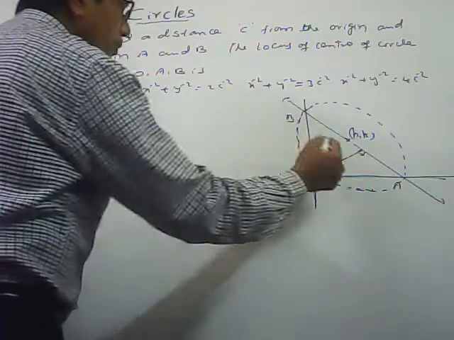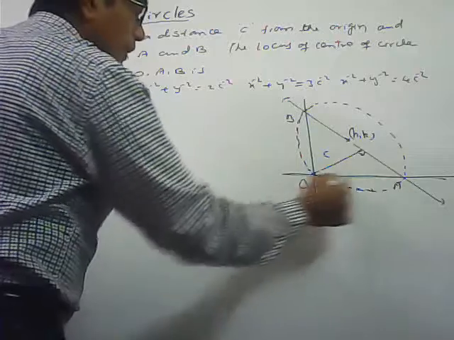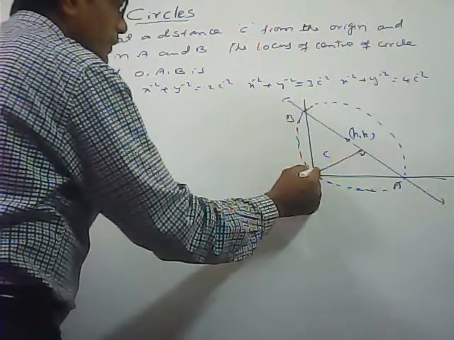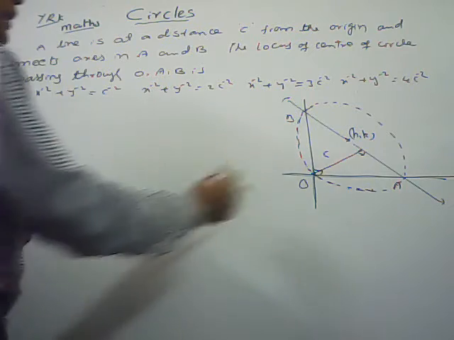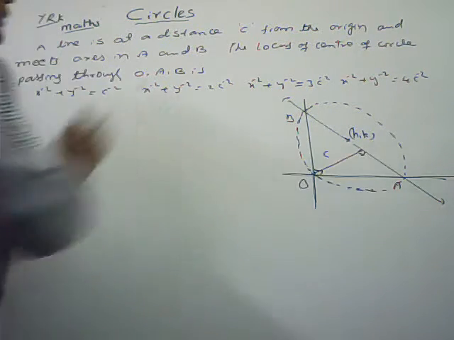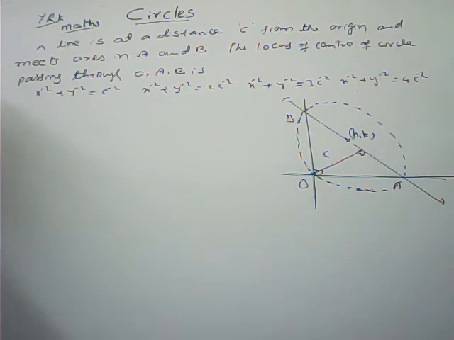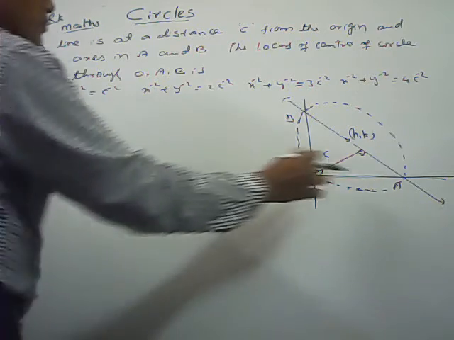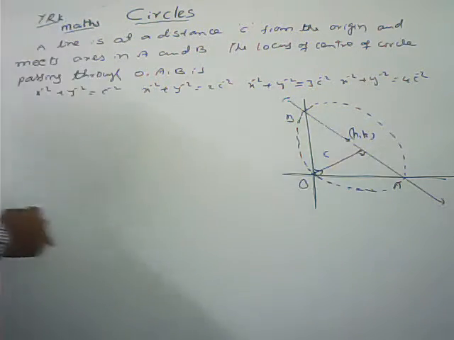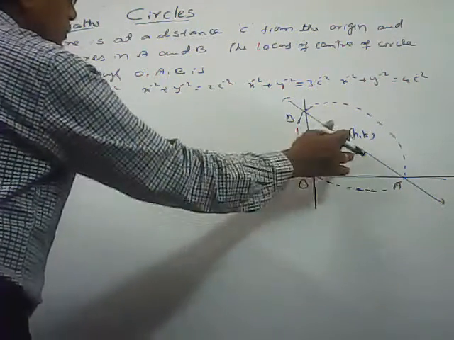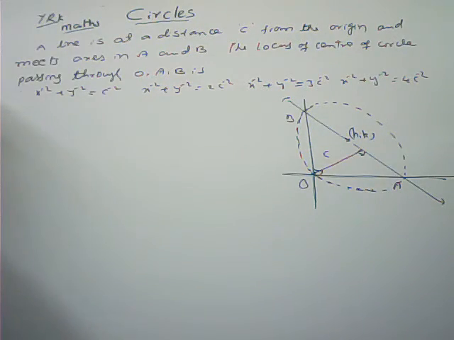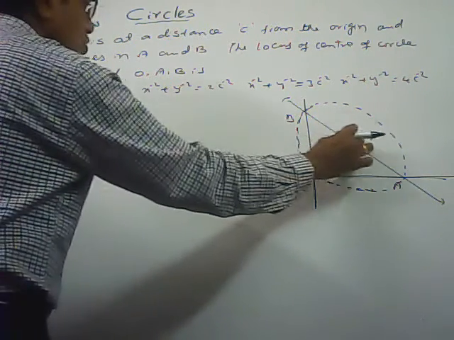Then for every line you can see the center is the midpoint of AB only. Why are we taking the midpoint of AB? Here, what about angle AOB? Angle AOB is equal to 90 degrees. If it is 90 degrees, angle in a semicircle, AB should be the diameter. Then the midpoint of AB should be equal to (h, k). If AB is the diameter, the midpoint of AB should be the center of the circle. So I am taking the locus of the center as (h, k).